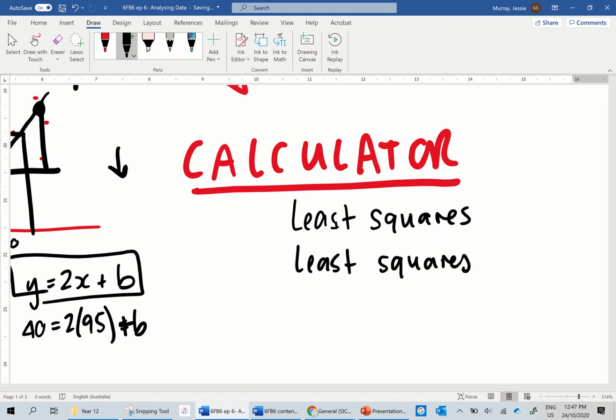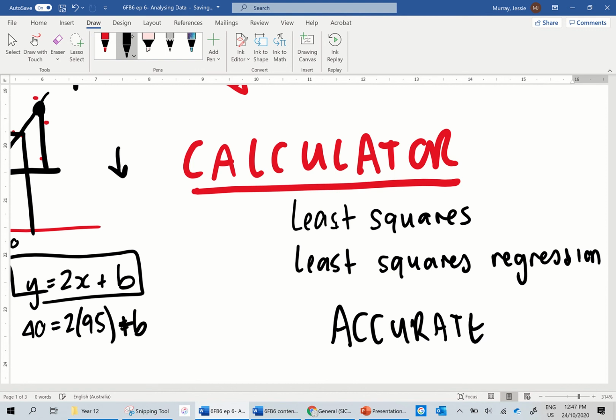So when they ask you to find the least squares regression line of best fit, or least squares line of best fit, it's on your calculator, and this is the accurate version. So your calculator, if you put all your values in, it will give you the actual M value and B value for your equation.